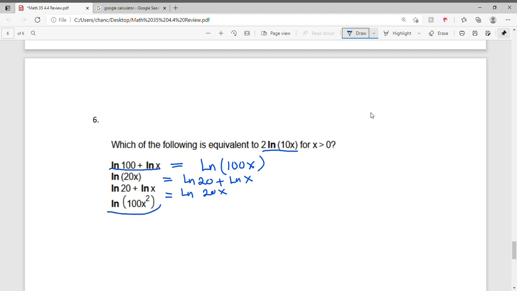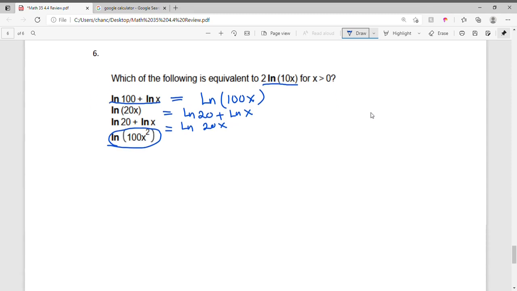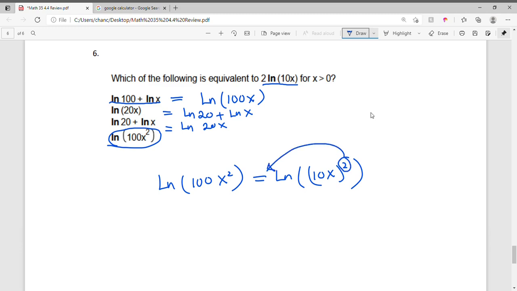Now for the fourth one, that looks like it has a chance of being equivalent to 2 natural log of 10x. So let's try that out. I can rewrite this as natural log of 10x squared. Now notice we can bring this 2 to the front. So this is equivalent to 2 natural log of 10x. And that's exactly what we want. So the last option is equivalent.